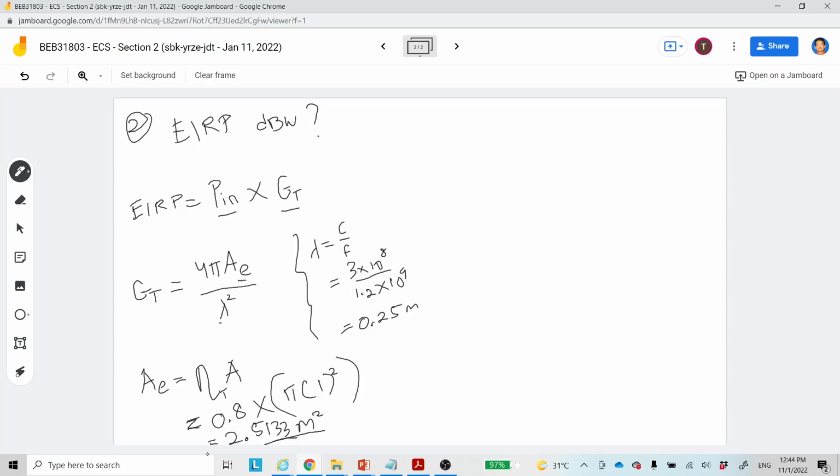Kita boleh cari nilai EIRP selepas kita dapat semua nilai-nilai ini. Okay, so tadi kita dah dapat, oh sorry. Before that, GT dulu belum cari ya. Sorry about that. GT tak settle lagi. So, GT is equal to 4 pi AE, AE adalah 2.5133, dibahagikan dengan 0.25 square.